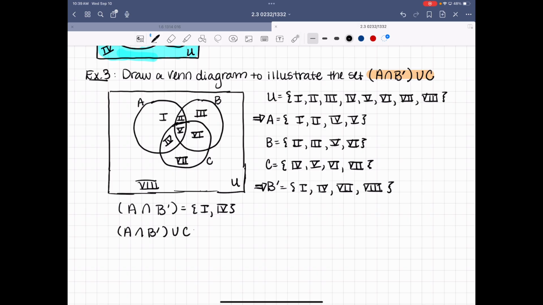Okay. So you've done the first part, and you want to do that A intersection B complement united with C. Oh, that's good. That's friendly. A union is what? We throw them all together. So I'm going to write down the 1. I know I got a 1 and a 4, right? And now I write down the C's. C is 4, well, I've already written that, 5, 6, 7. There you go.